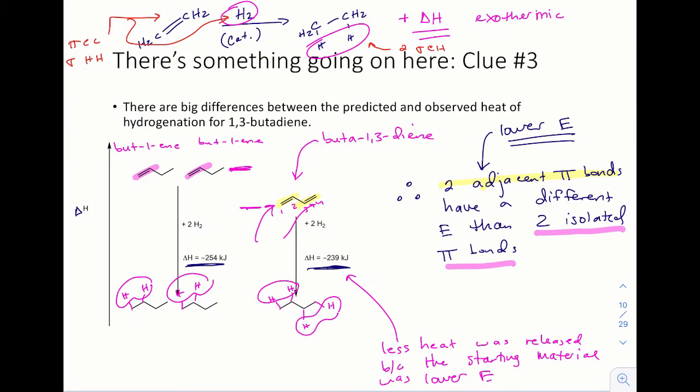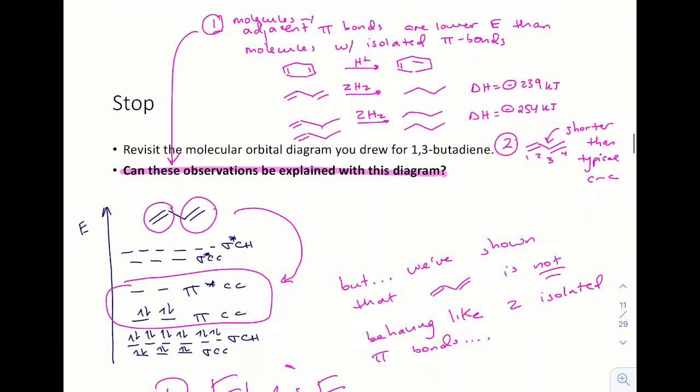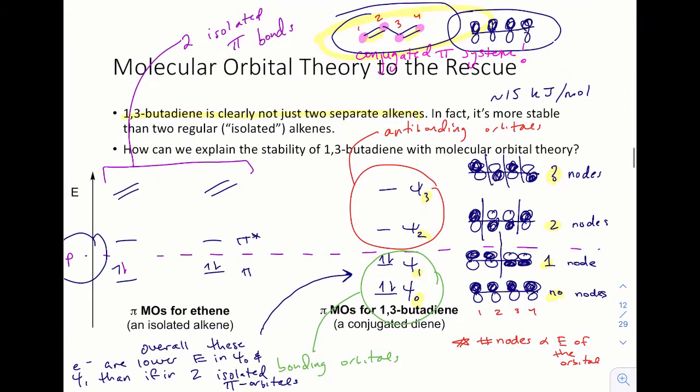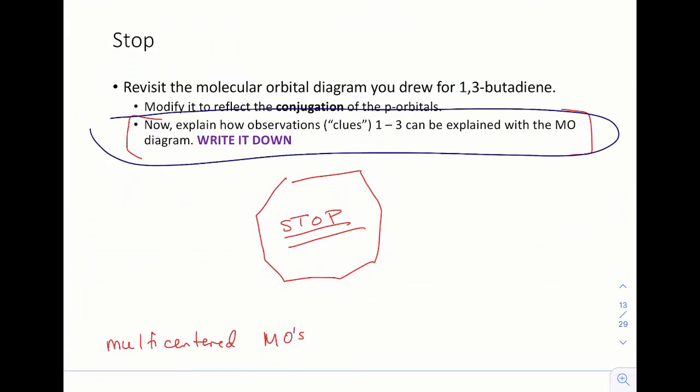Explaining clue number 3 will be similar to explaining clue number 1, right? Buta-1,3-diene starts out lower in energy than 2 isolated alkenes because now we know that the pi electrons in buta-1,3-diene are in the lower energy psi naught and psi 1 multi-centered pi molecular orbitals, as we've shown here. Great, good job. We've done it. We've explained how the observations can be rationalized with the molecular orbital diagram.